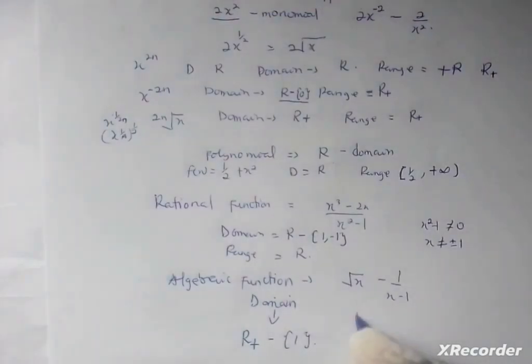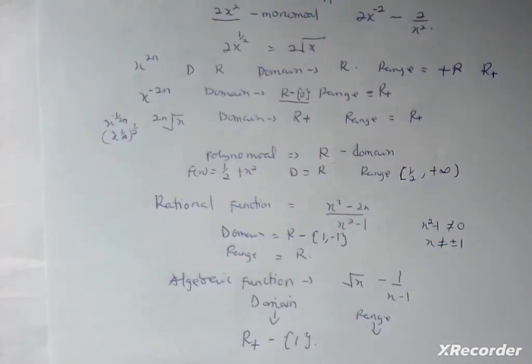What about my range? What will be the resulting output? Once I take every negative out and 1 out, I'll be left with positive output. So my range is simply R.